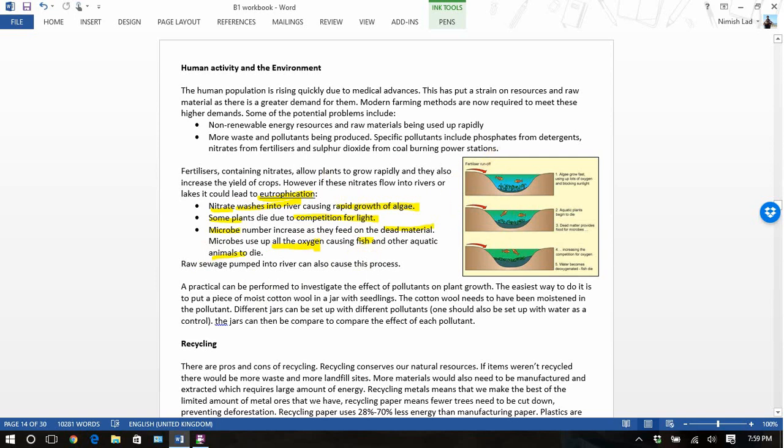You can also investigate this with a practical, and the easiest way is by putting a piece of moist cotton wool in a jar with seedlings. The cotton wool needs to be moistened in pollutant, so different jars can have different amounts of pollutant, and you can compare the growth of each one.